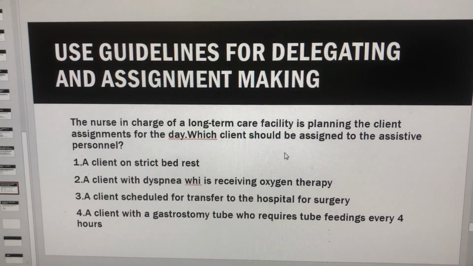Use guidelines for delegating and assignment making. The nurse in charge of a long-term care facility is planning the client assignments for the day. Which client should be assigned to the assistive personnel? 1. A client on strict bed rest. 2. A client with dyspnea while receiving oxygen therapy. 3. A client scheduled for transfer to the hospital for surgery. 4. A client with a gastrostomy tube who requires tube feedings every 4 hours.